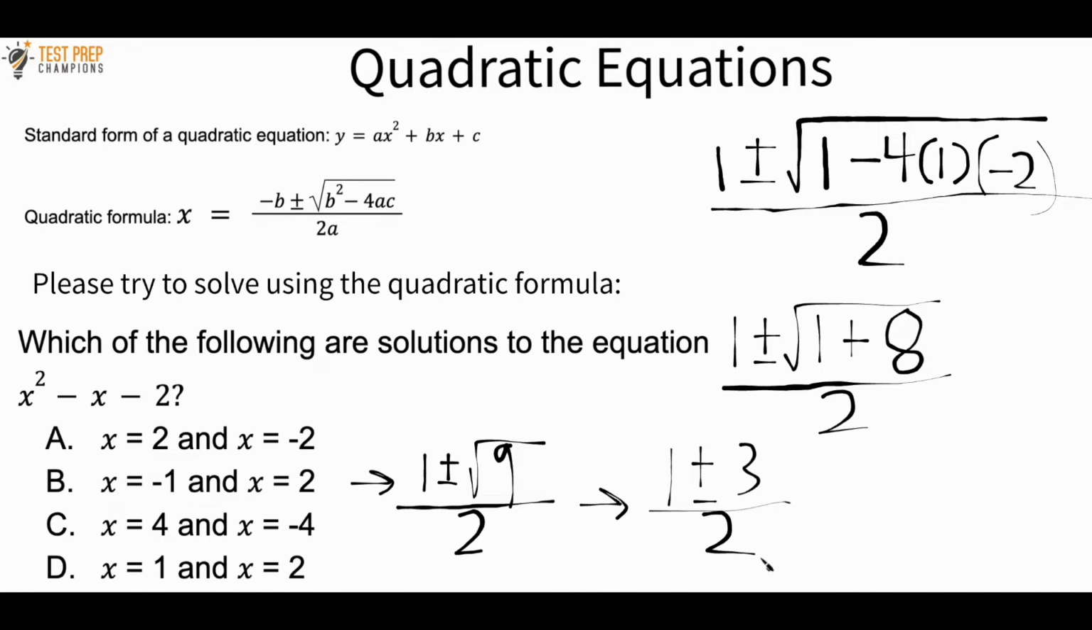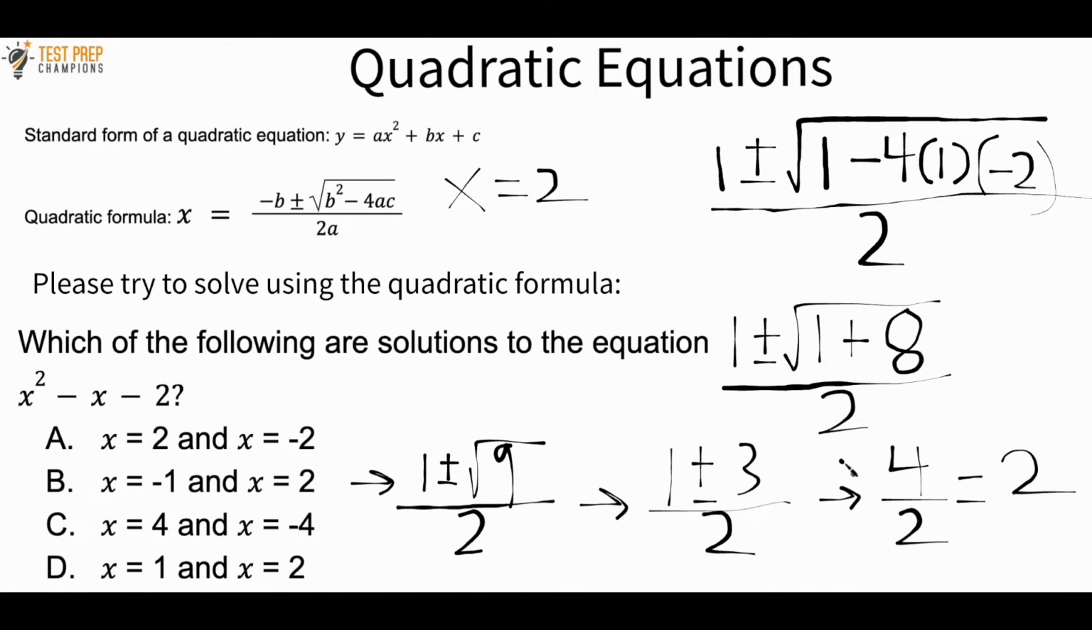So now we're at the part that we want to get to here. So what I'm going to do first is I'm going to ignore the minus, and I'm going to do 1 plus 3 and divide that by 2. So what is 1 plus 3? 1 plus 3 is 4. And what is 4 divided by 2? Well, 4 divided by 2 is 2. So we know that one solution is x equals 2.